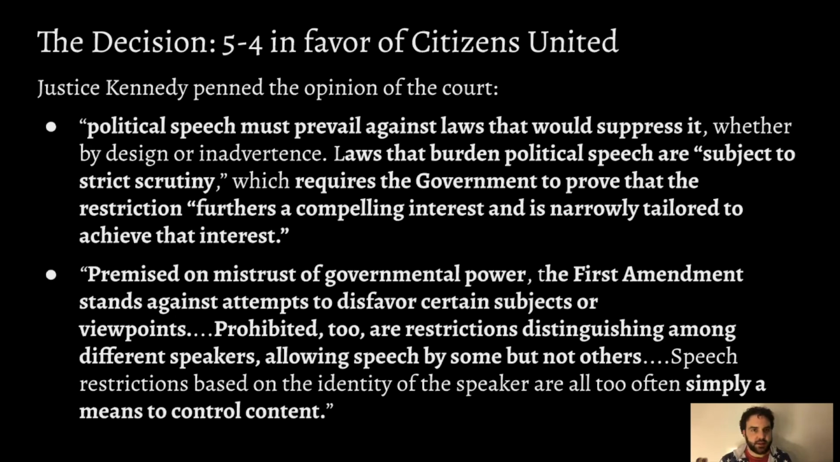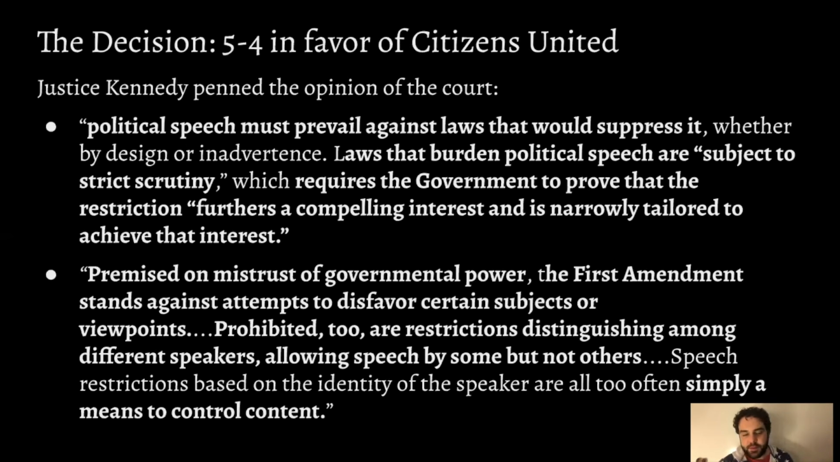And the court decided this case in a split 5-4 decision. Justice Kennedy, who was so often a swing justice, penned the opinion, and Kennedy was also particularly known for being a vehement defender of First Amendment protections. And he wrote that political speech must prevail against laws that would suppress it, whether by design or inadvertence. Laws that burden political speech are subject to strict scrutiny. It's going to come up a lot when we talk about civil rights, which requires the government to prove the restriction furthers a compelling interest and is narrowly tailored to achieve that interest.